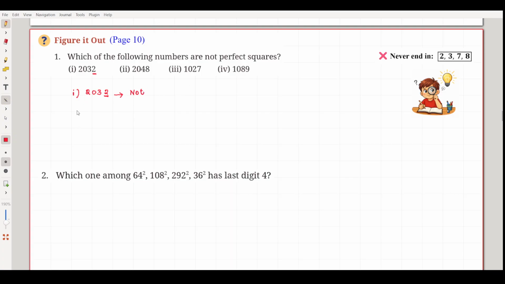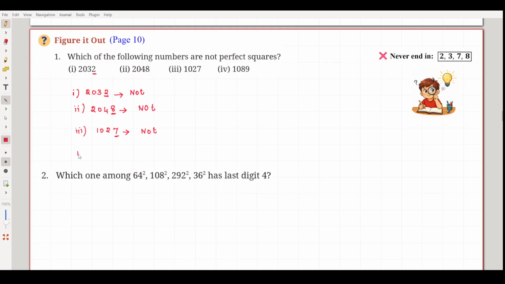The second question, 2048. The number is ending with 8, so this is also not a perfect square. Third one is 1027. It is ending with 7, so this is also not a perfect square.